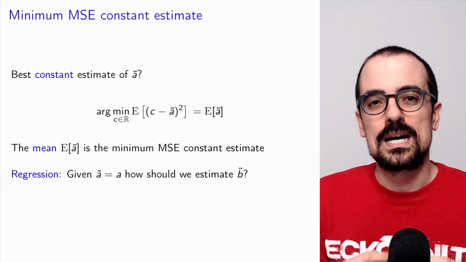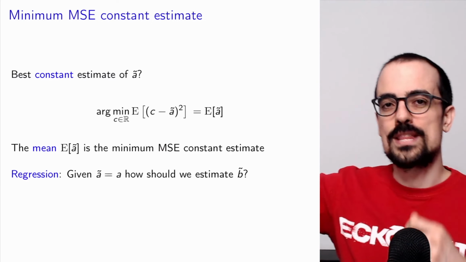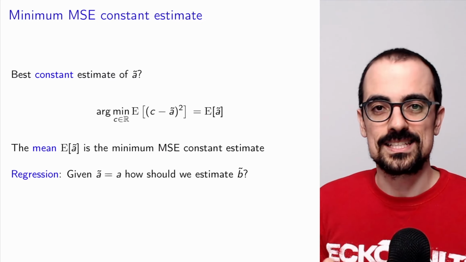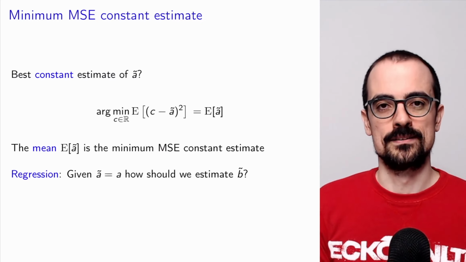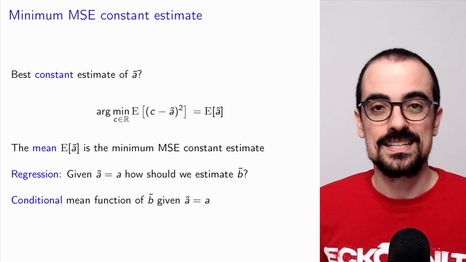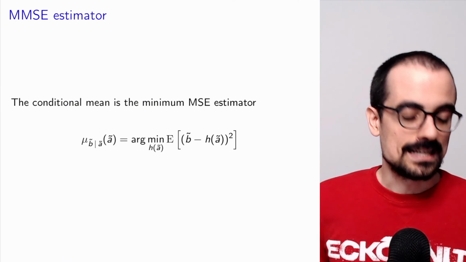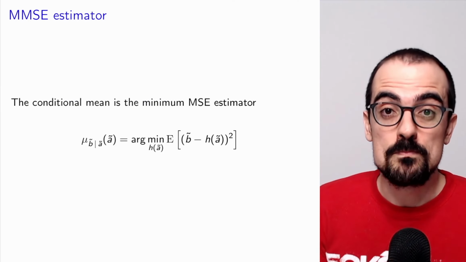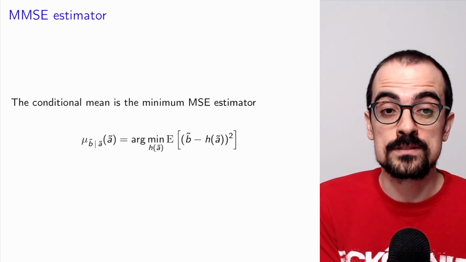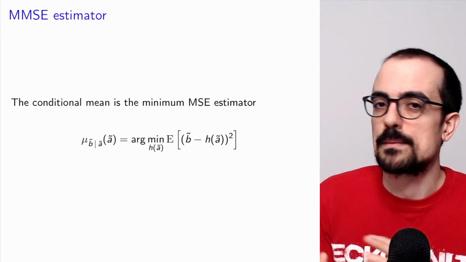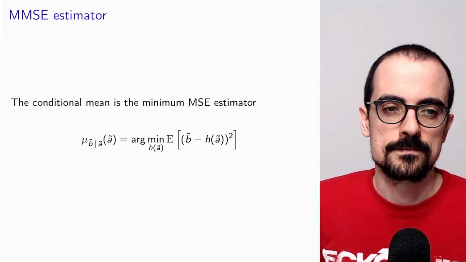So what would you do if you know that another quantity that is related has a certain value? Now, how should you estimate B? Well, it sounds very reasonable to just use the conditional mean of B given A. And in fact, that's the minimum mean squared error estimator. You cannot do better than the conditional mean in terms of mean squared error metric. For some applications, you might care about other metrics.